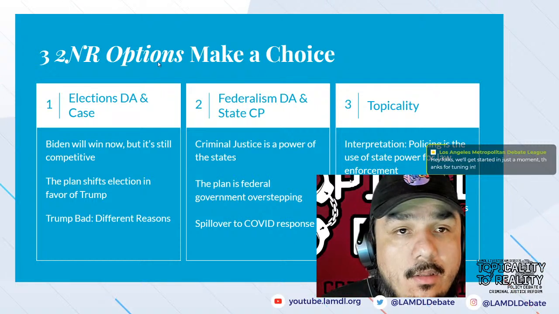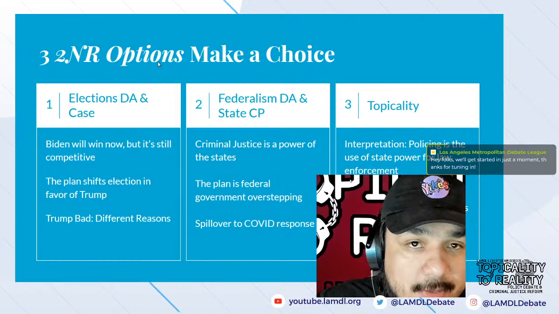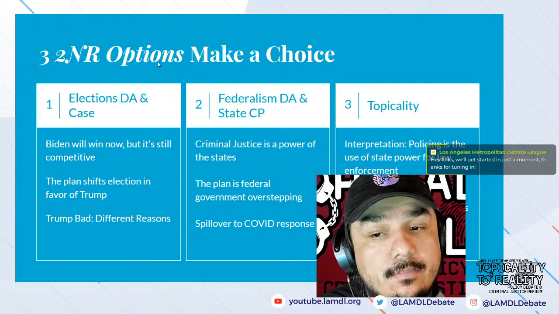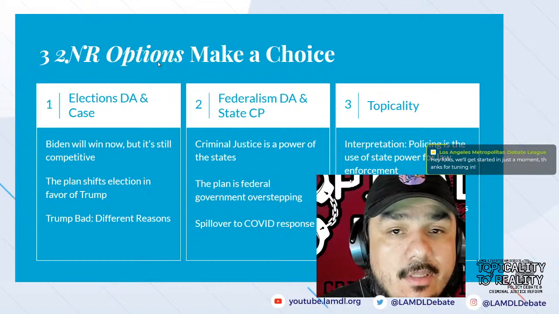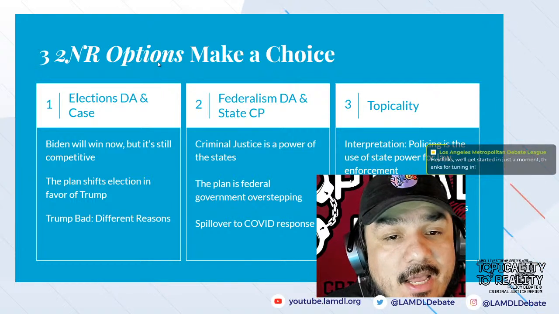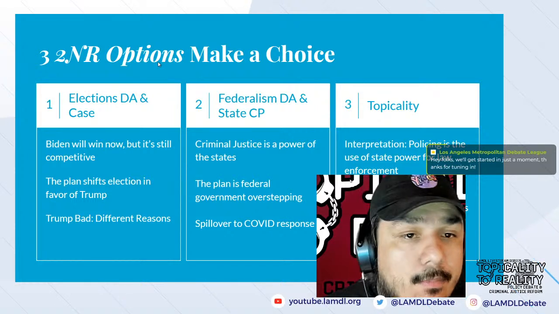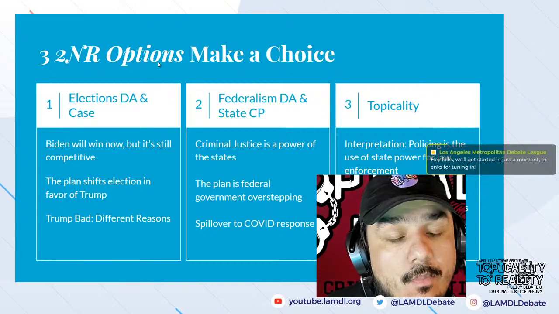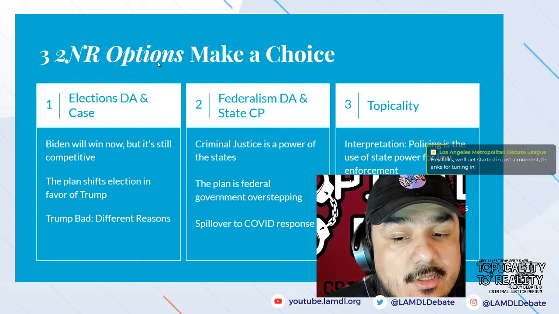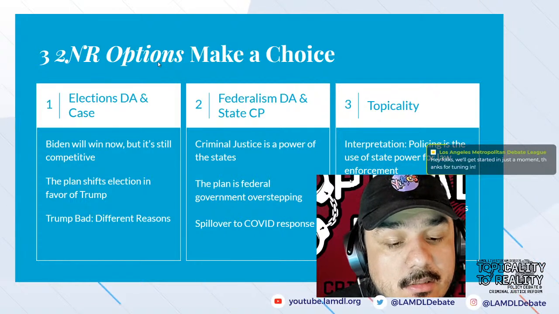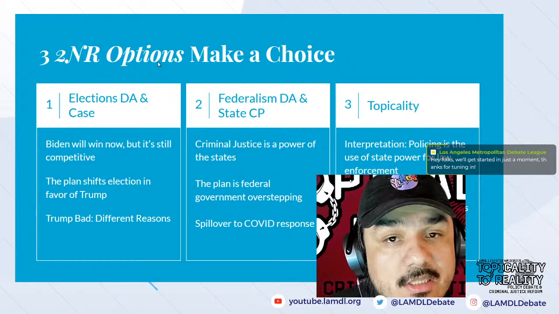Cool. Second option that the negative has is the federalism disadvantage and the states counterplan. So what is federalism? Federalism is about the balance between state power and federal power on issues that are in one of their jurisdictions or the other. And so according to the federalism disadvantage, and as we learned last week, criminal justice is a power generally designated to the states and local authorities, right?